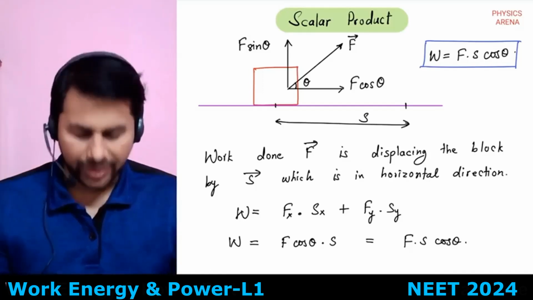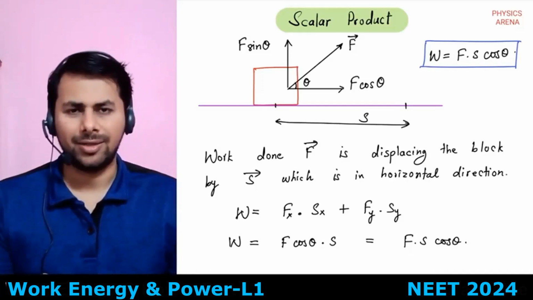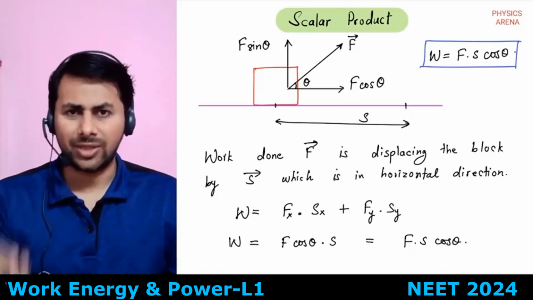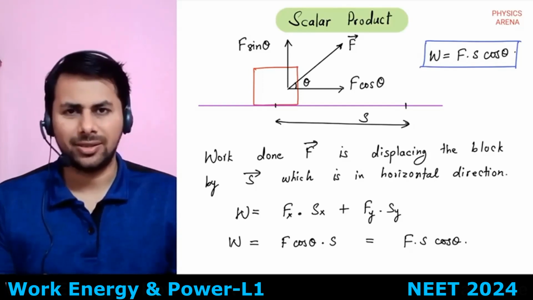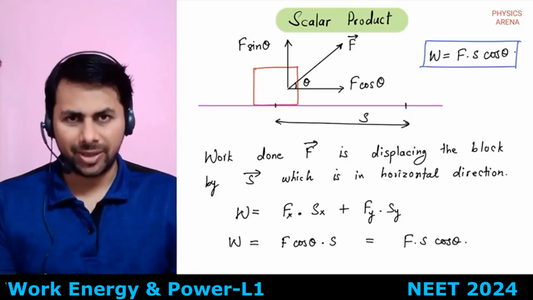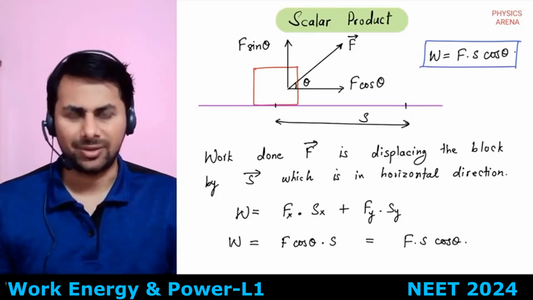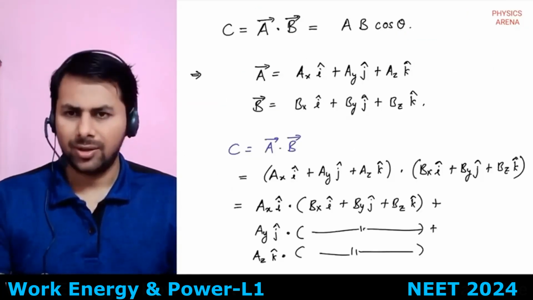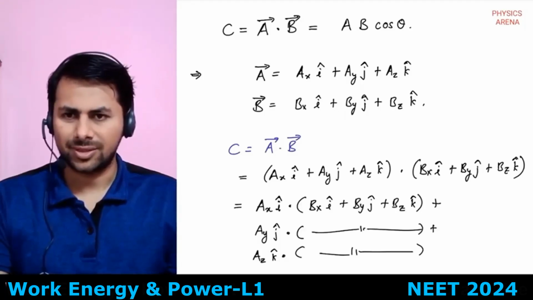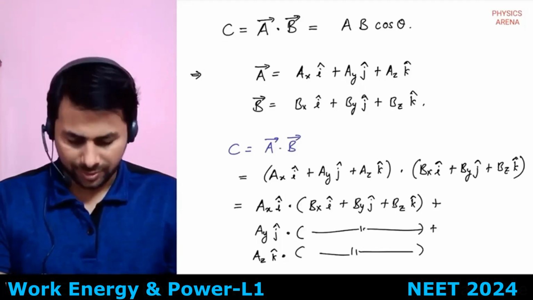For example, you have two vectors A bar and B bar. The angle between them is theta. Then what is the scalar product of these two vectors? It is A multiplied by B multiplied by cos of theta. Okay, is this clear?